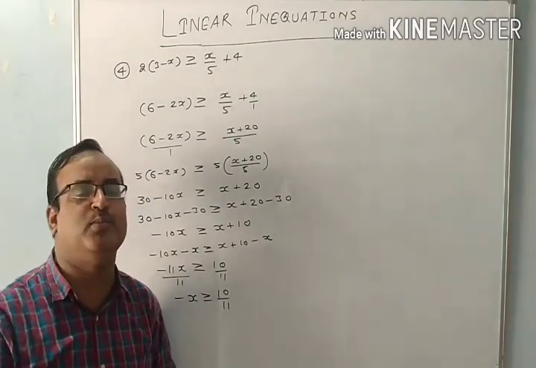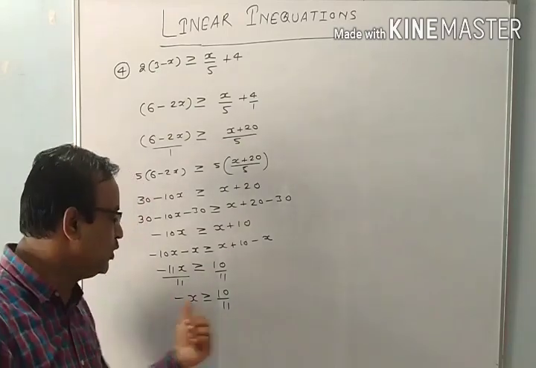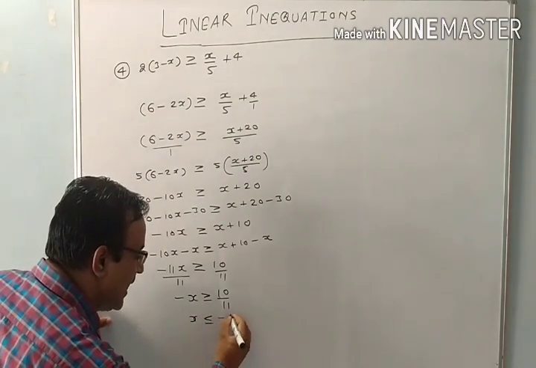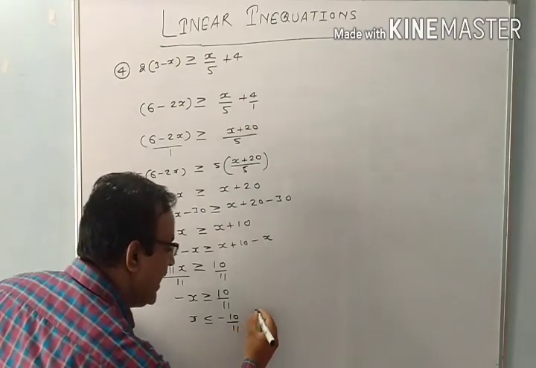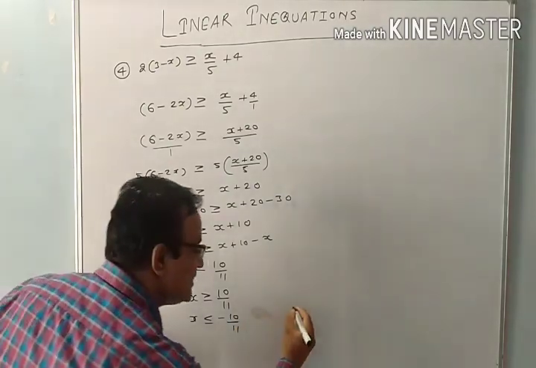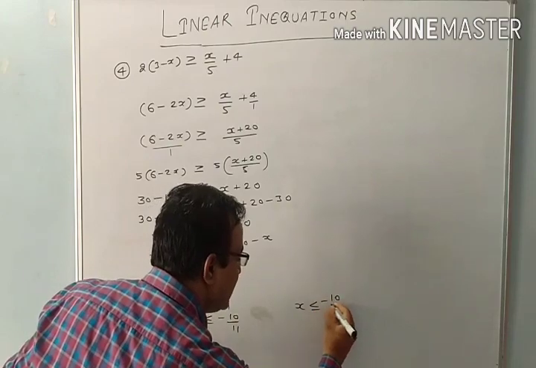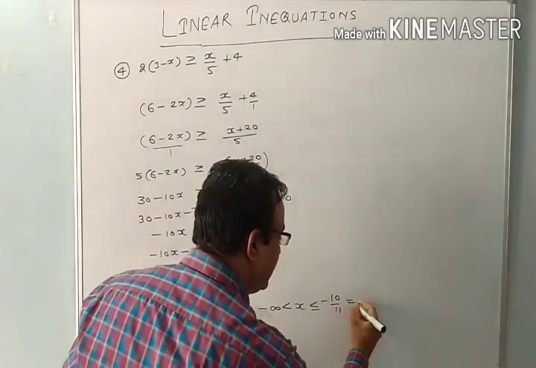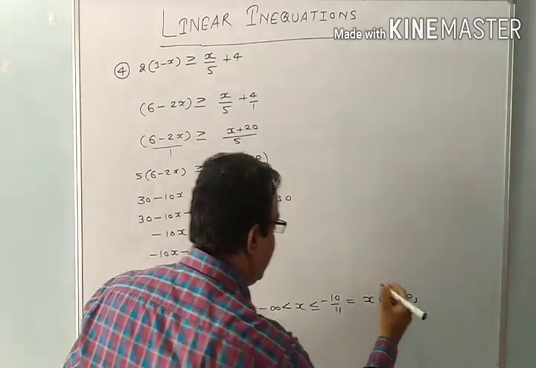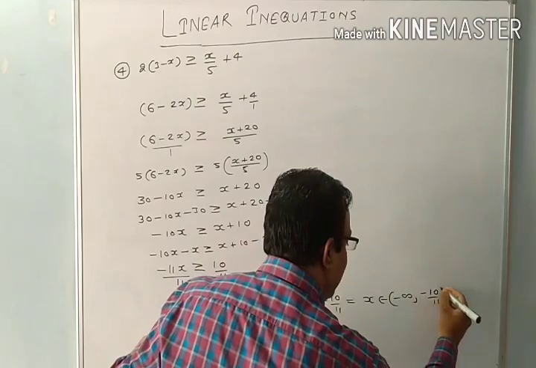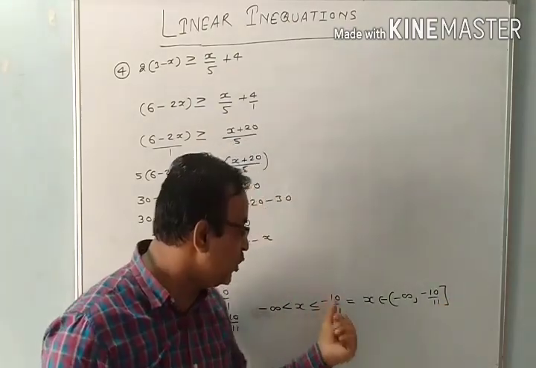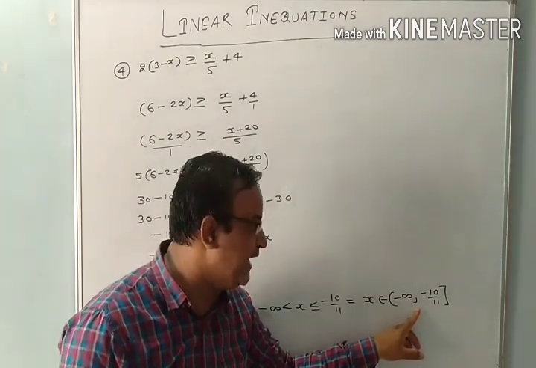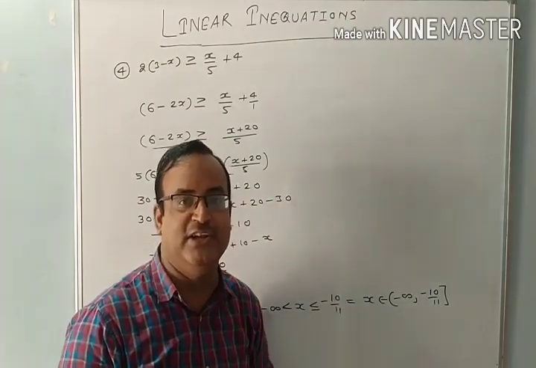Here we have minus x, and we have to solve it for x. So we will multiply by minus on both sides, and when we multiply by minus on both sides, the sign will be reversed. So it is now x is less than or equal to minus 10 by 11. The value of x is less than or equal to minus 10 by 11, but it is always more than minus infinity. So the answer is x belongs to minus infinity to minus 10 by 11, closed interval, because the value of x includes minus 10 by 11, and all the values of x from minus infinity to minus 10 by 11 satisfy the given linear inequation.